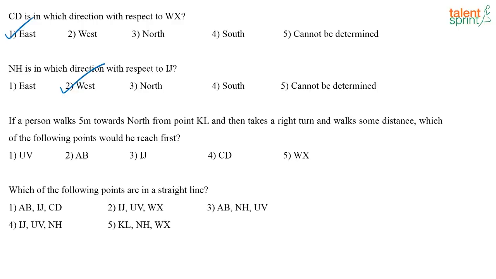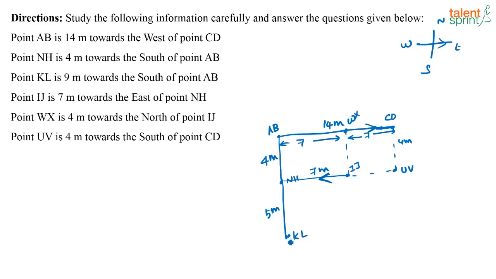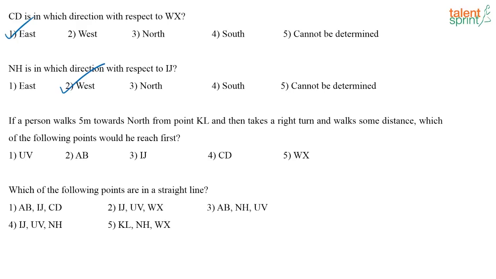west. Next, if a person walks 5 meters towards north from point KL and then takes a right turn and walks for some distance, which of the following points would he reach first? If a person walks 5 meters towards north from KL and turns right, which point will he reach first? He will reach IJ first, correct? Then only he will go to any other point. So the correct answer for the third question is IJ.